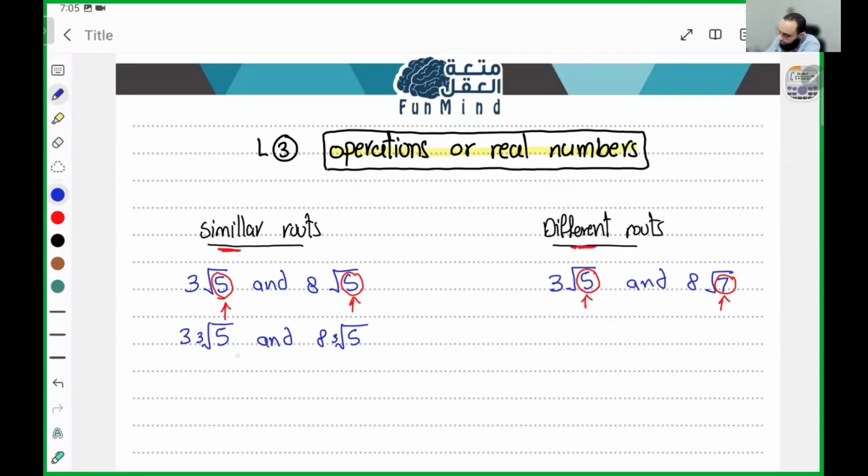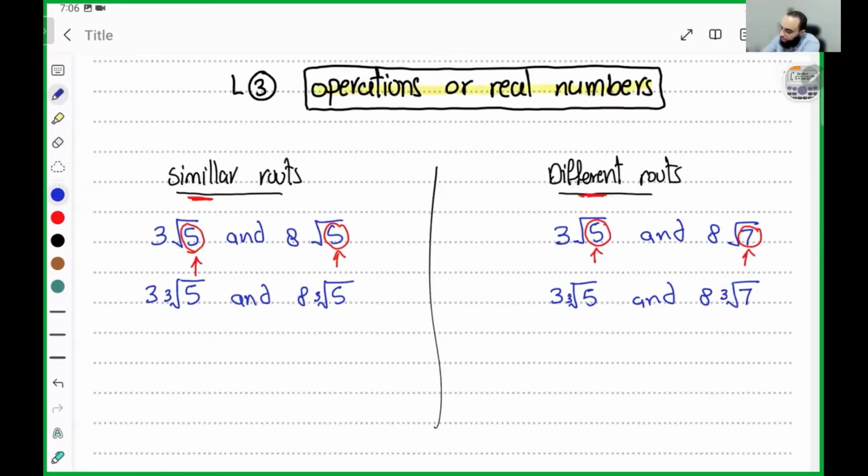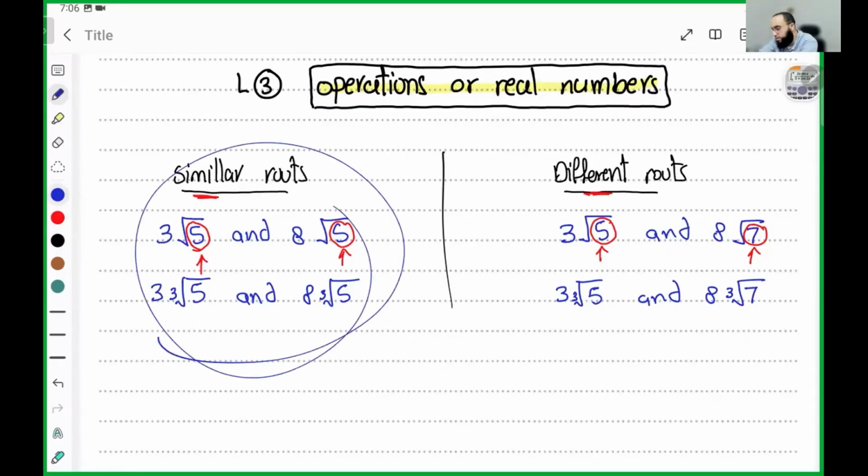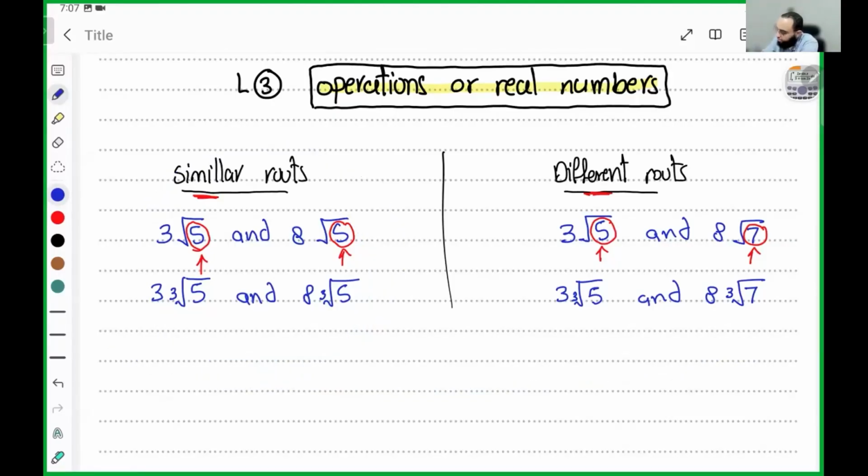Both are similar. This is cubic root 5 and this is cubic root 5. Then they are similar. But something like 3 cubic root 5 and 8 cubic root 7, they are different because this is cubic root 7 and this is cubic root 5. So we are gonna talk about how to add and subtract the similar roots firstly, and then we will talk about adding, subtracting, multiplying, dividing all the roots, even if they are similar or different.